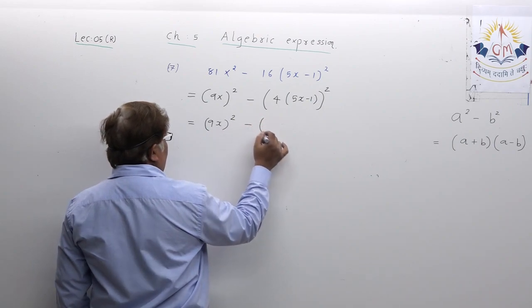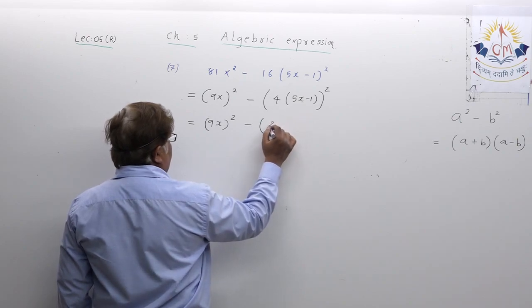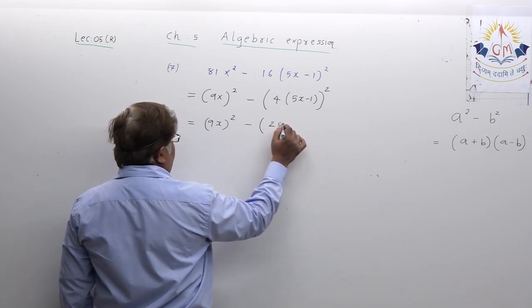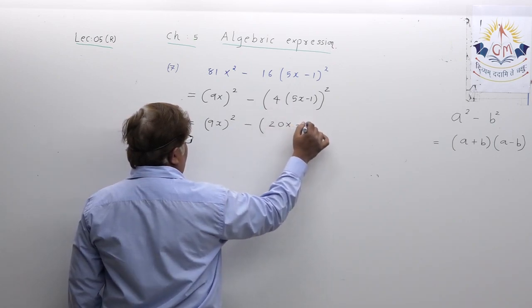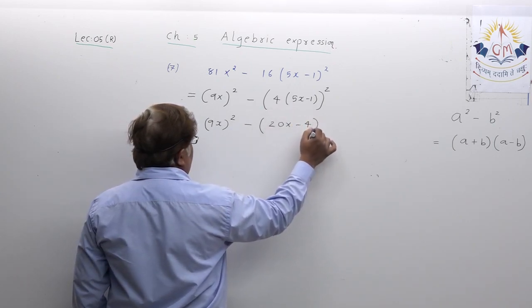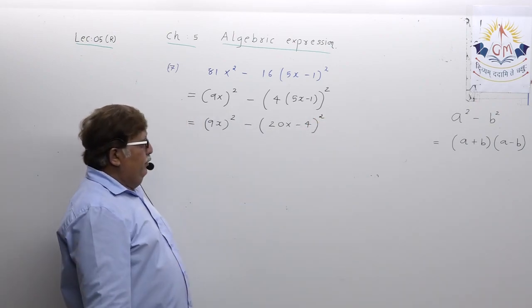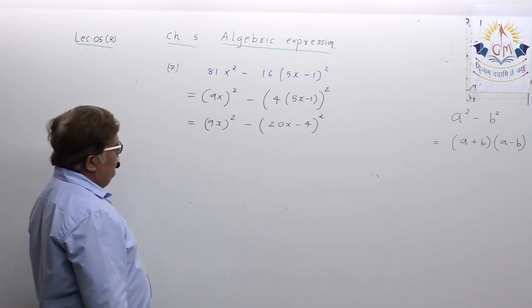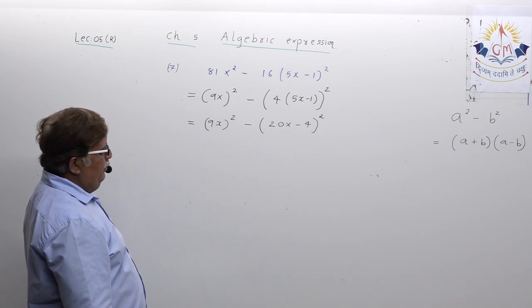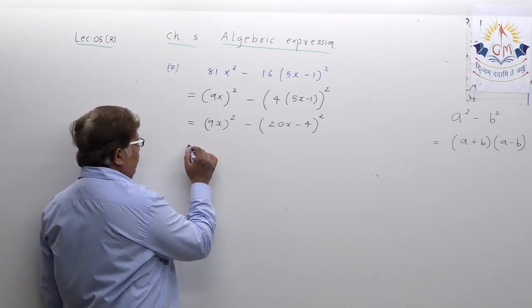Let us open the bracket here for 5. Please concentrate, dear student. 20x minus 4 whole square. Is it clear in your mind? Okay. 9x whole square minus 20x minus 4 whole square.